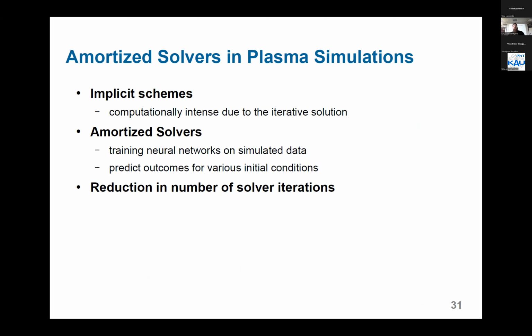And amortized solvers are a way of training neural networks on simulation data, and for different initial conditions, it predicts some outcomes or partial outcomes, which then help you to converge faster to the correct solution of your single time step iteration.